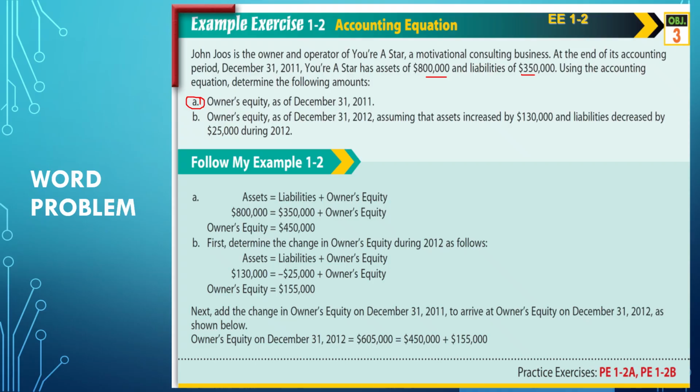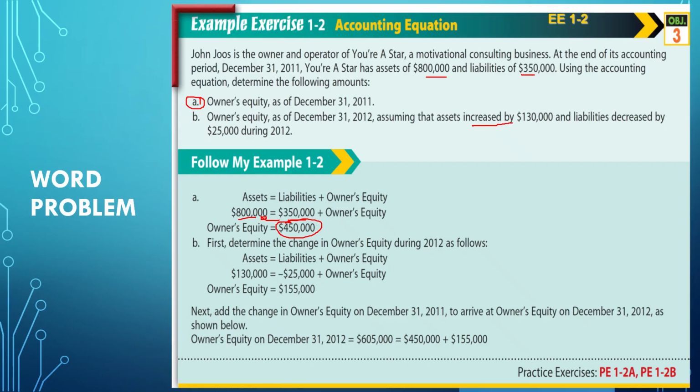So letter A is very simple, right? You have a given asset of 800,000, liabilities of 350. So how much is your owner's equity? You just subtract 350 from 800,000, then you can get 450. Okay, so letter B, we have the changes is given, right?